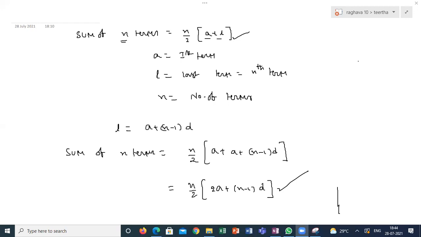Yes, sir. What are the different expressions of n terms? If I am giving the first term, last term, and total number of terms, what formula do I have to use? If I am giving the first term, total number of terms, and common difference, and I don't have the an value, then how to calculate the sum of n terms? Is it clear?